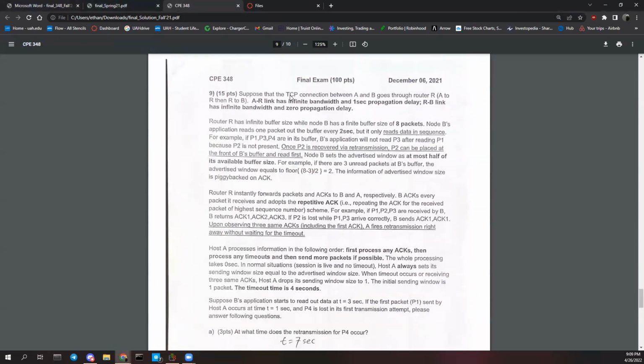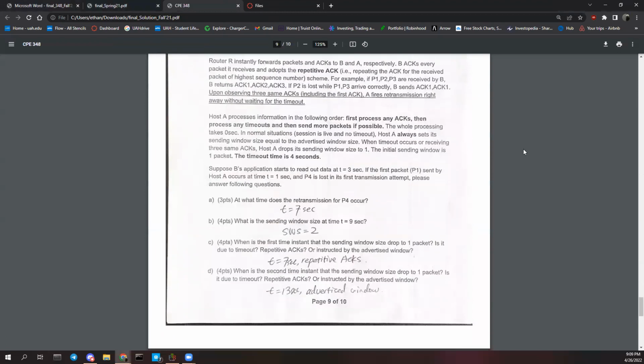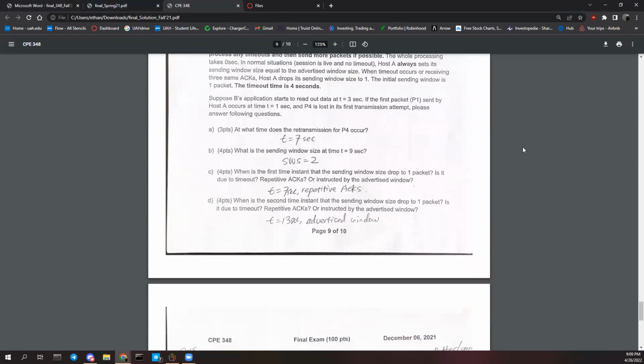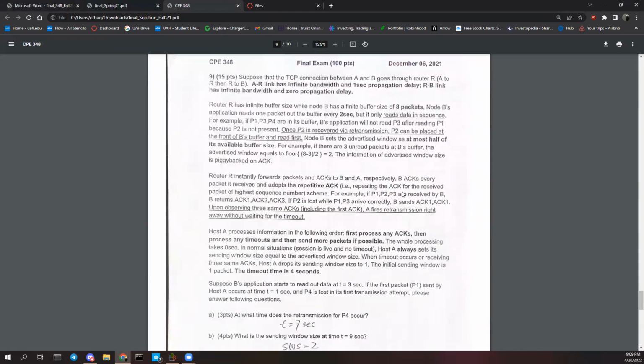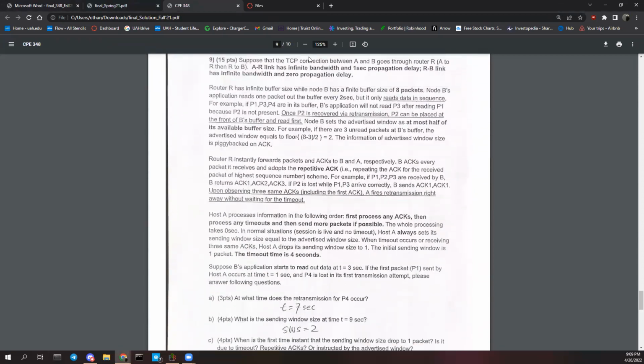All right. So, a big old block of text that I really don't want to read right now, but you don't have a choice. The block of text has some differences in it too. All right. We have a TCP connection that goes through router R. The AR link has infinite bandwidth and a 1 second prop delay. The RB link has infinite bandwidth and 0 prop delay. Always helps to draw the figure. Router R has infinite buffer size, while node B has a finite buffer size of 8 packets. Node B's application reads 1 packet out of the buffer every 2 seconds, but only reads data in sequence.